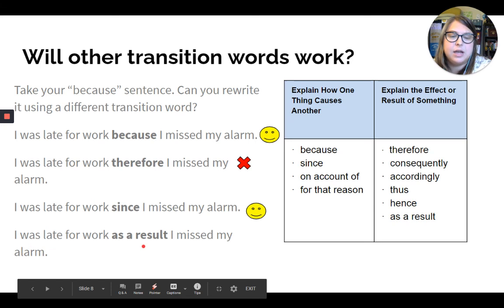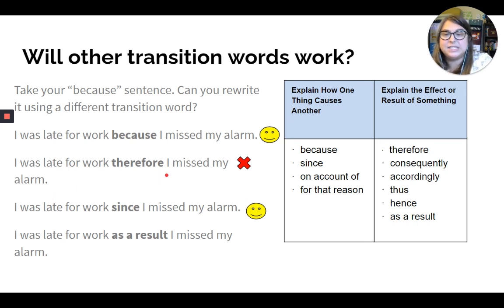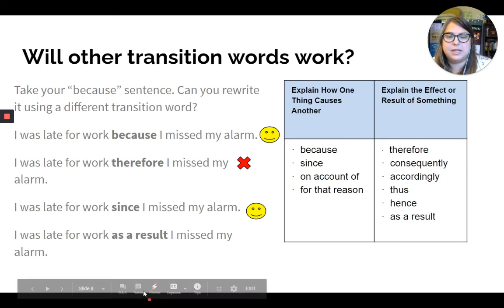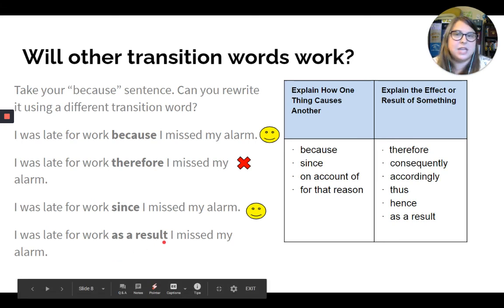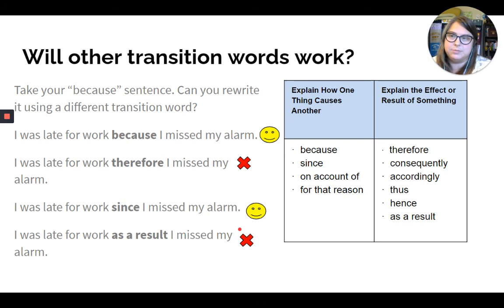I was late for work. As a result, I missed my alarm. Oh, this one is reminding me a lot of the sentence we did with therefore. It doesn't make a ton of sense. I feel like I'm missing some information. If I go back and look at my chart, as a result is an explanation or results word. It has to do with an effect. That means that I missed my alarm is the effect. We said that that doesn't work. That is not the effect in the sentence. So I think that this is not a good transition word substitution.